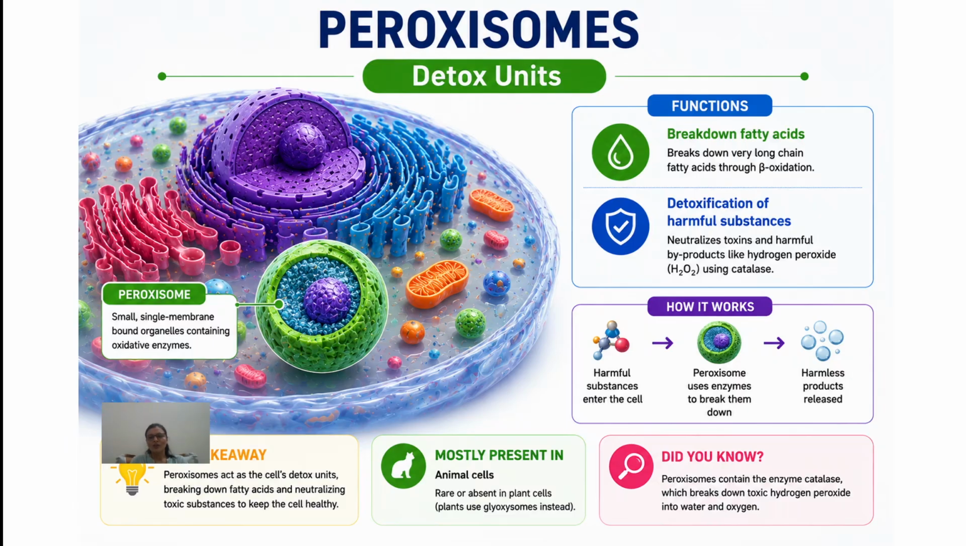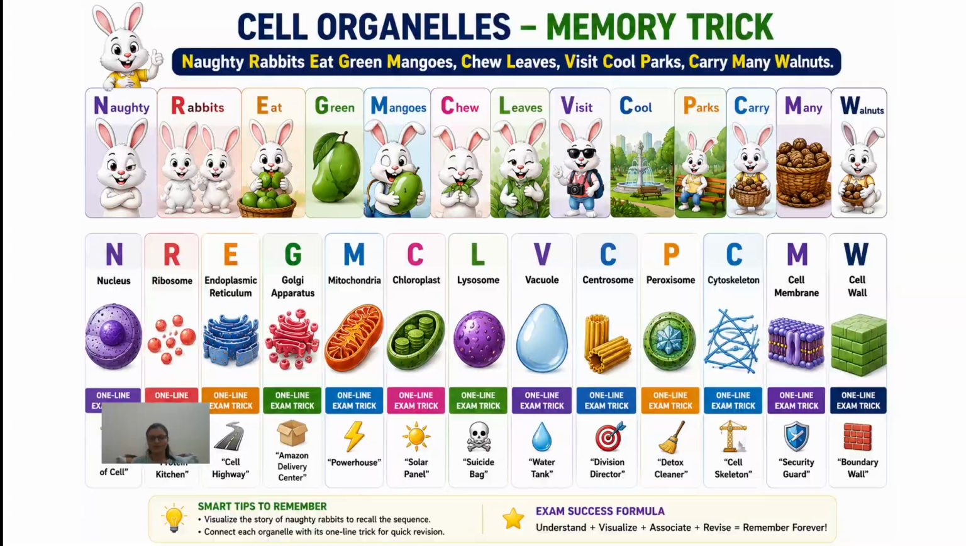So did you know the peroxisome contains the enzyme catalase, which breaks down toxic hydrogen peroxide into which two kinds of molecules? Water and oxygen. Sorry.